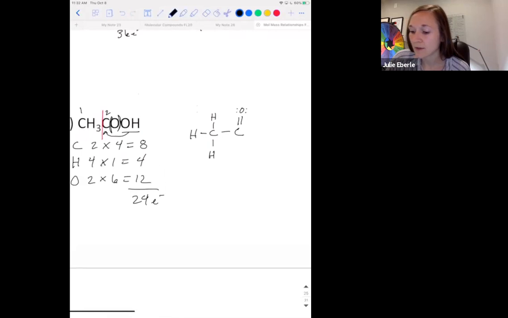So now, some of you might be tempted to do this. Why is that wrong? I put an oxygen and a hydrogen on, but that is not right. How many bonds are on this carbon?